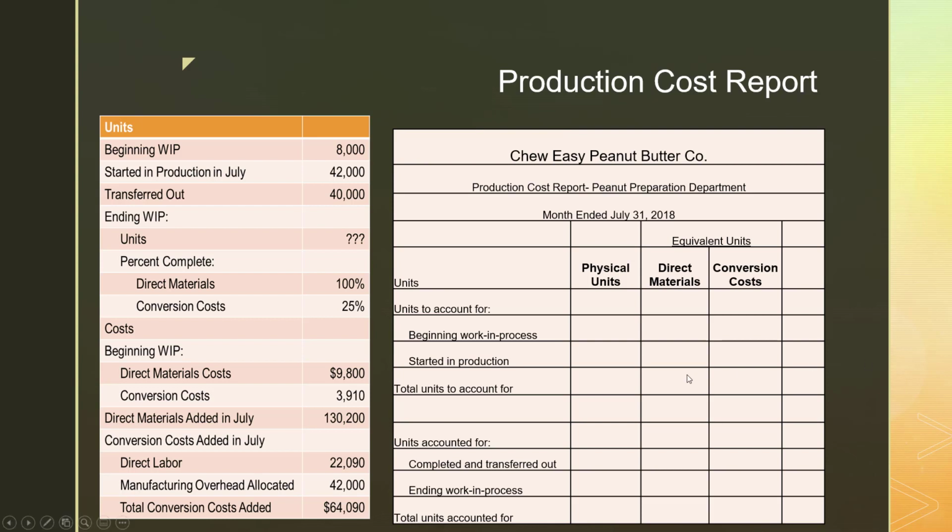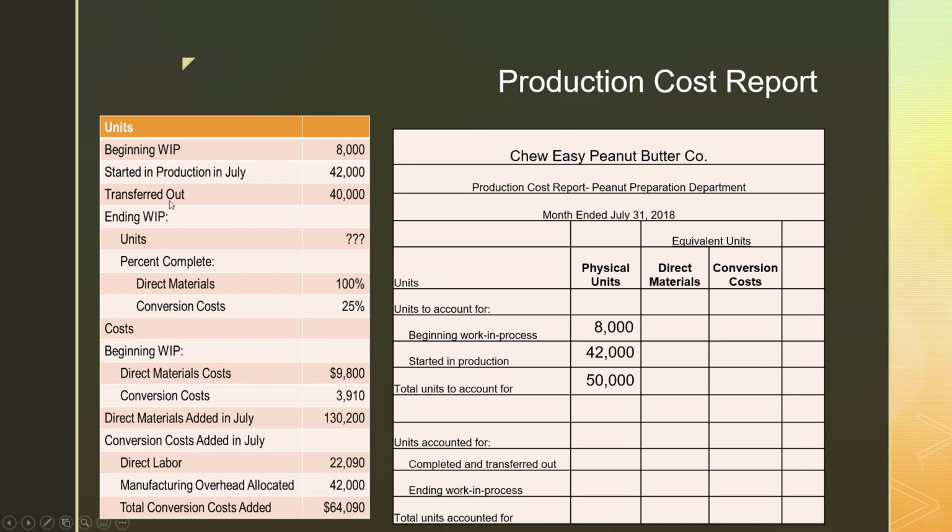Well, to figure out where they are, you need to figure out how many units you have to account for. If you take the number of physical units that you had in beginning WIP, which our information tells us up here is 8,000, and add to it how many new cases we started production of during the period, which was 42,000, you figure out how many cases worth of peanuts you've got to figure out where they are. We have 50,000 cases worth of peanuts that were in the peanut preparation department during the period. We've got to figure out how many of those cases got transferred for further production and how many of those cases are still here within the peanut preparation department.